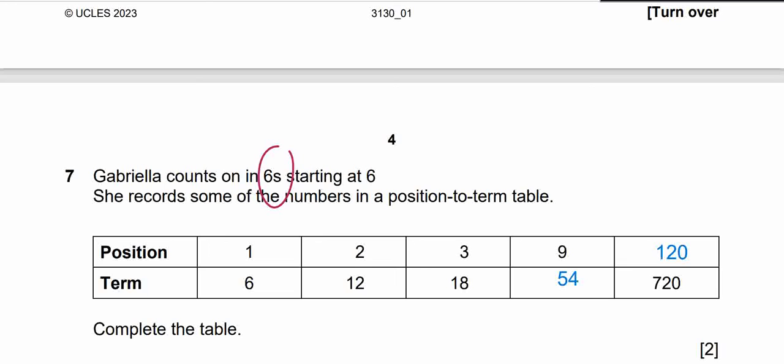That is the clue. So if position 1 is 6, it means we times by 6. Position 2 is 12, so we times by 6. If we go to position 9, we times by 6 to get 54. And for 720, we divide by 6 to get the position, which is 120. Right, let's move on to question 8.